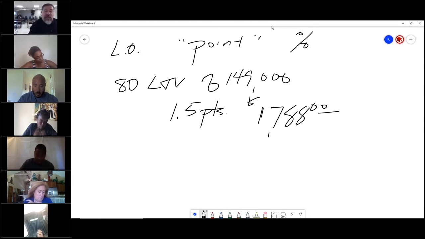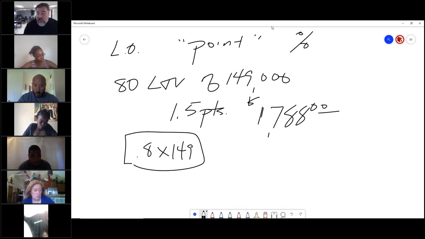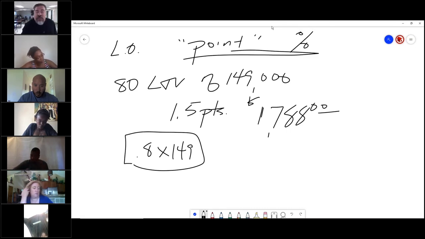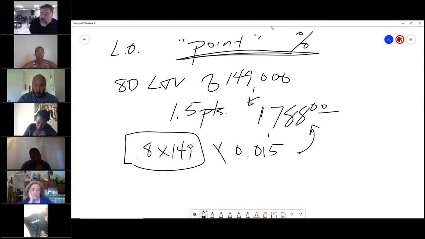So 80% loan to value, you take the 0.8 times the 149,000. That's going to give you the loan amount, because points are a percentage of the loan, not the sales price. Then you would multiply that by your 1.5 points. You get that number. That's how much the loan is going to cost you. You guys want to do another one? All right, let's do one more.